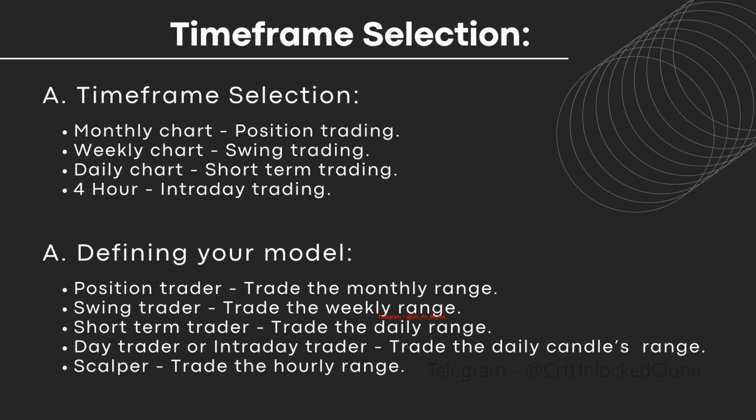Now, another form of trading, which is an aggressive type, is scalping. A scalper trades the hourly range or the 5 minute time frame or the 1 minute time frame, right? Scalping is a really aggressive type of trading, and the margin of profitability for scalping is pretty small compared to the other types, right?